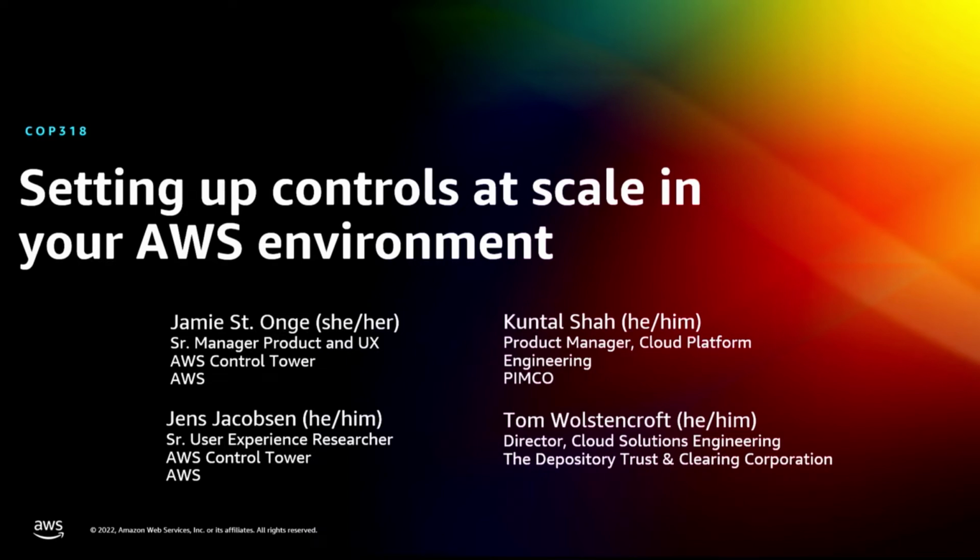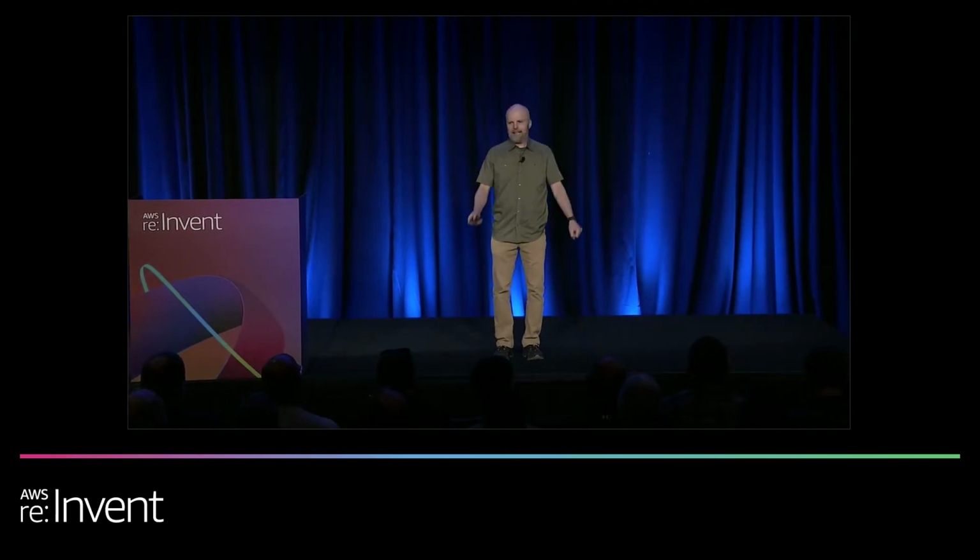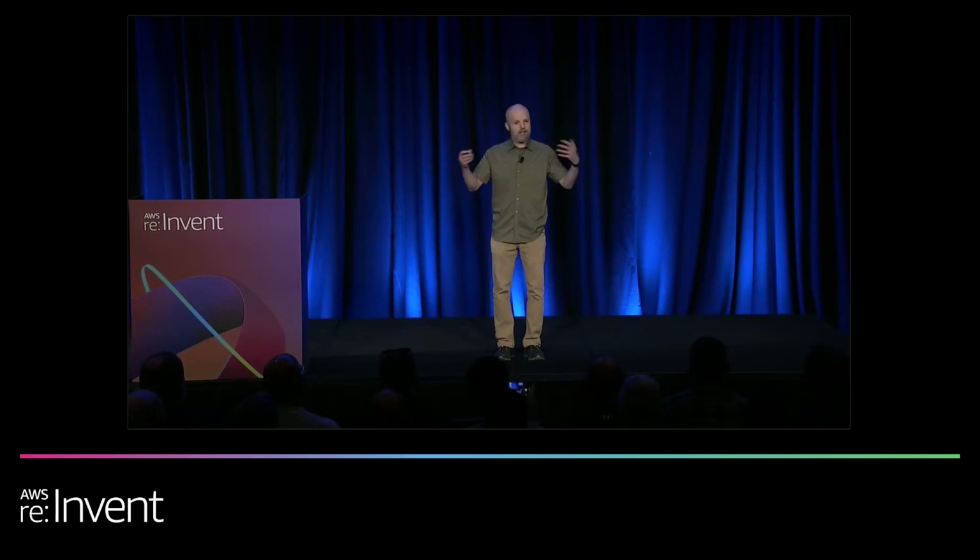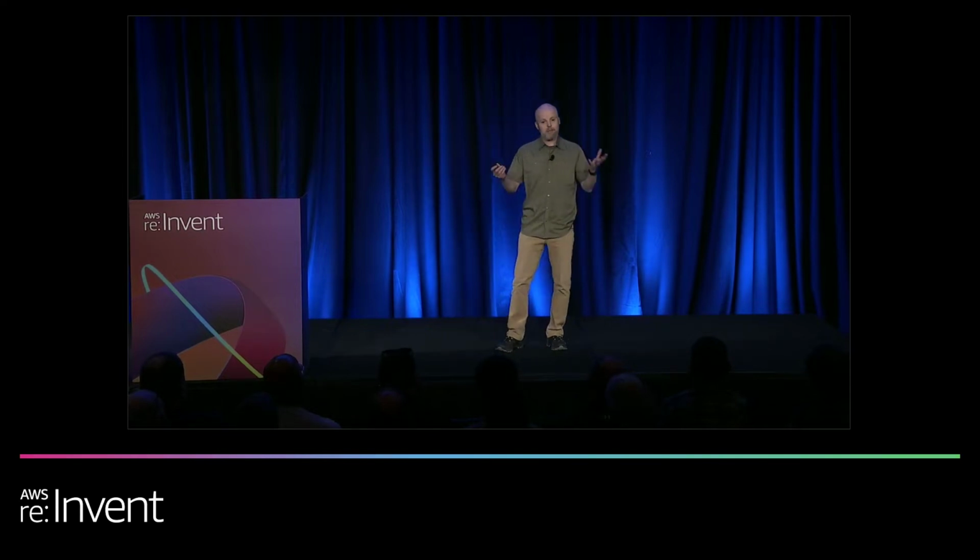My name is Jens Jacobsen. I'm going to kick us off today. I am a user researcher with AWS Control Tower. And I go to re:Invent every year to do research, to learn as much as possible from customers like you about what we can do better and how we can serve you well.